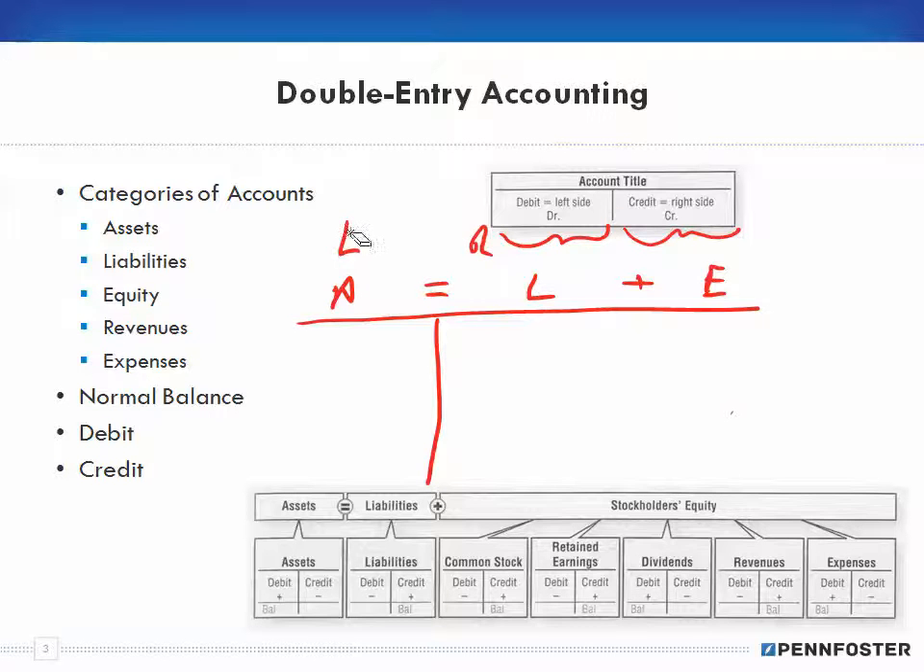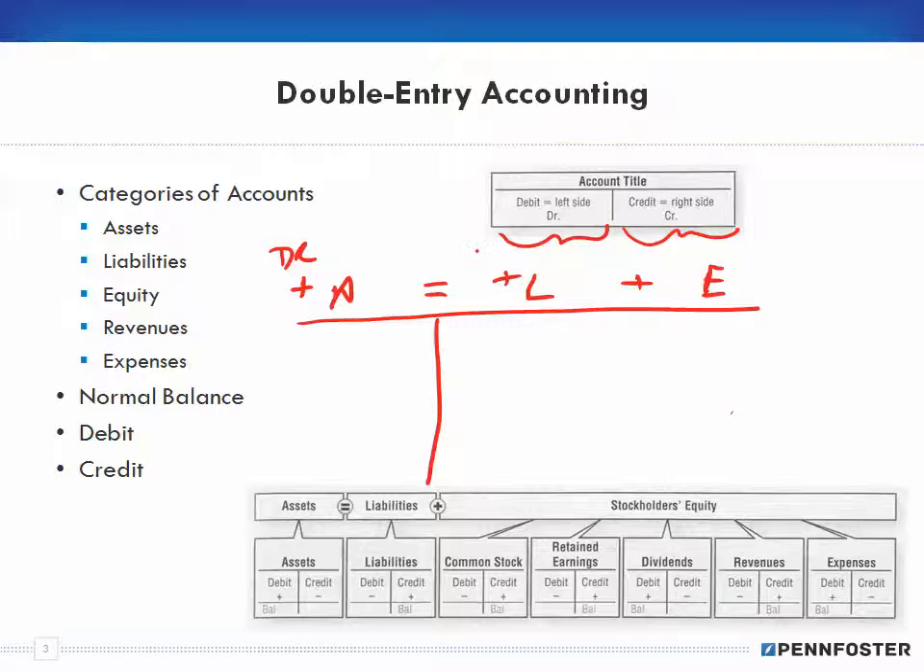Well, what's on the left? Assets. And what's on the right? Liabilities and equity. So what I'm looking at here is the normal balance of an asset, and remember I'm using the plus as the symbol for a normal balance. The normal balance for an asset is a debit, because why? Debits are on the left, which means I increase the assets on the debit side.